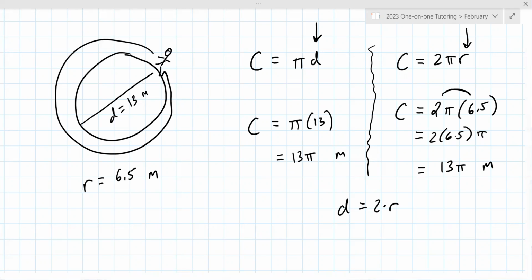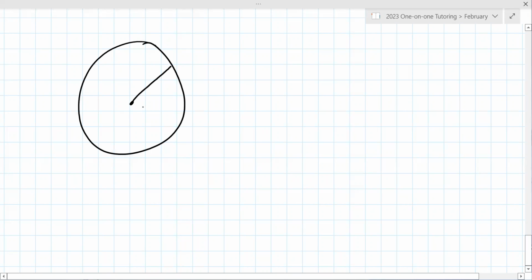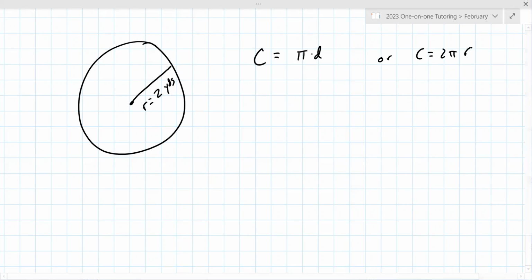Mm-hmm. Okay, so let's look at a new circle here. And I want you to find first the circumference. Let's say the radius is 2 yards. The circumference is pi times diameter, or it's 2 pi r. And I want the exact answer. No calculator, no calculations needed. Just give me the exact answer with pi. 4 pi. Okay, 4 pi. Anything else?